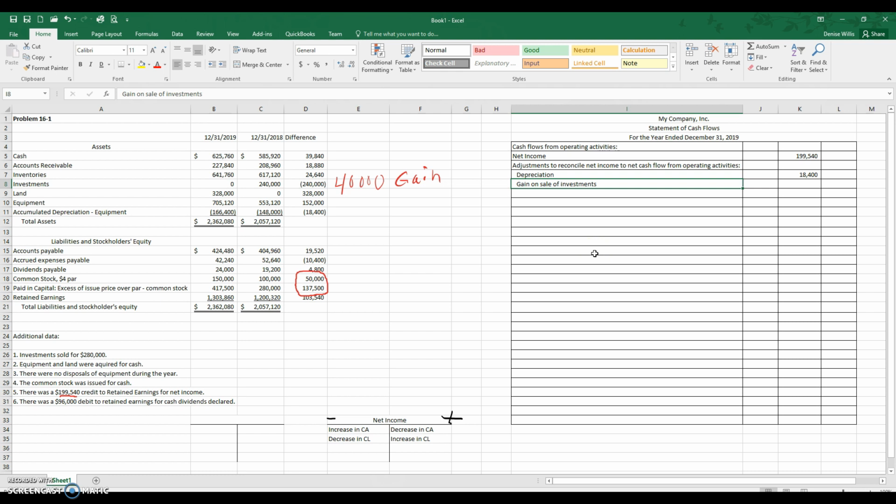This is the operating section. That gain increased our net income, so to wash it out, we're actually going to subtract this gain. Okay, and it should be a $40,000 amount. That's what we wrote over here. We didn't want to forget that. And again, we compared the $240 to the amount of cash it said we got for it. $280 minus $240 is a $40,000 gain. Okay, now the next part, we are going to deal with changes in current operating assets and liabilities.